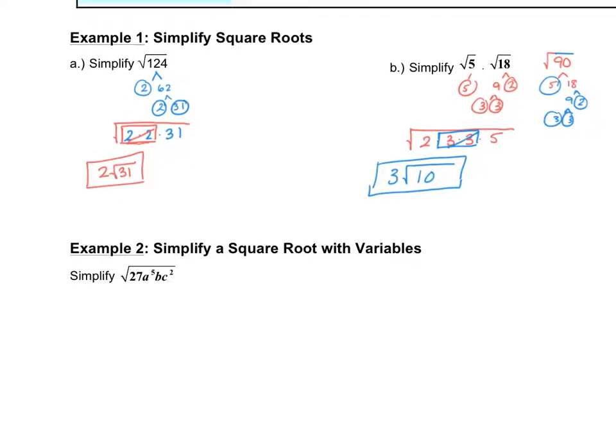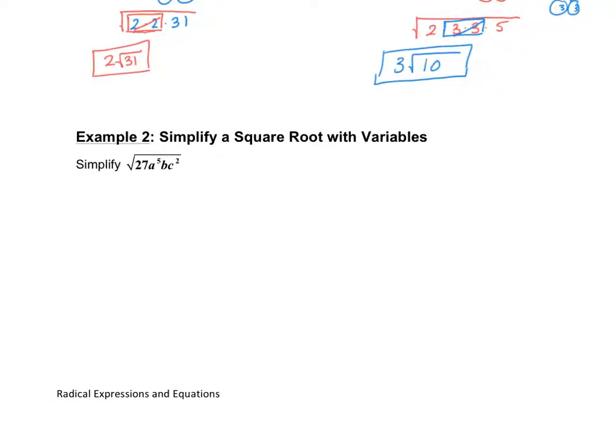Okay, now let's look at it with variables. So let's start with 27. We'll break that down. That's 9 times 3, which is 3 times 3. And then the A is going to be A. The B will just be one of them, and the C. Just write it in a row, or you can write multiply in between all of these. So let's rewrite that. So we have the square root of 3 times 3 times 3 times A times A times A times A times A. I think I need a longer square root here. Times B times C times C.